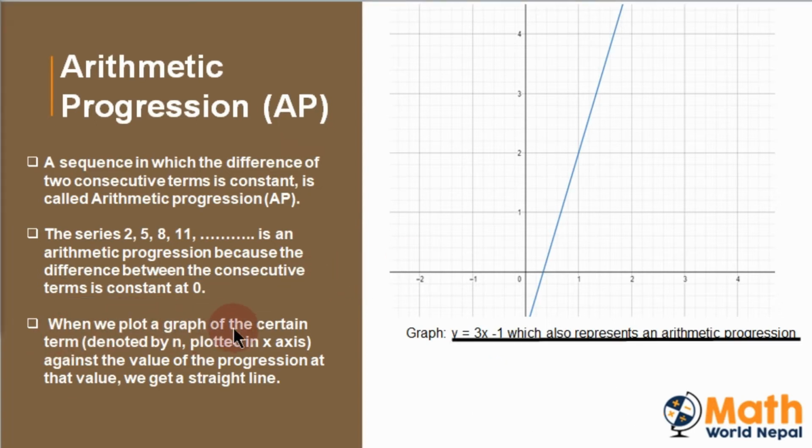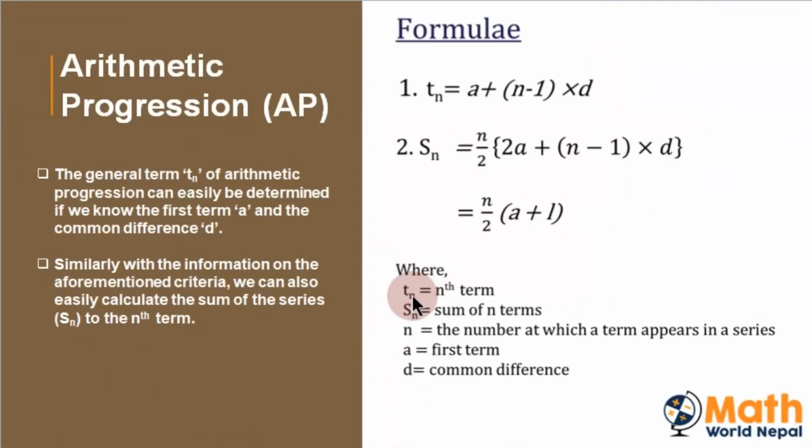When we plot a graph of the term number against the value of the progression at that term, we get a straight line. So in the given graph, y equals 3x plus 1 represents an arithmetic progression. Now we're going to learn about formulas used to determine the value of the nth term, which is denoted by an, and the sum of n terms, which is denoted by Sn, in an arithmetic progression.